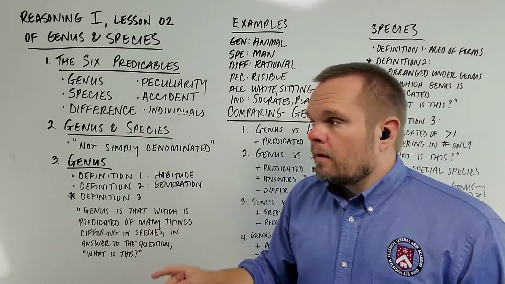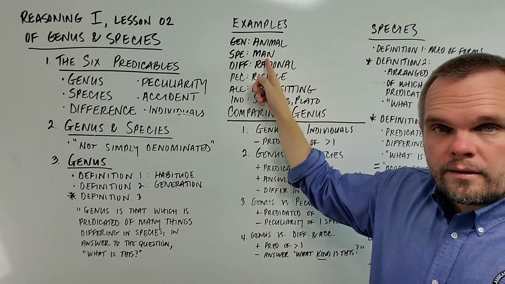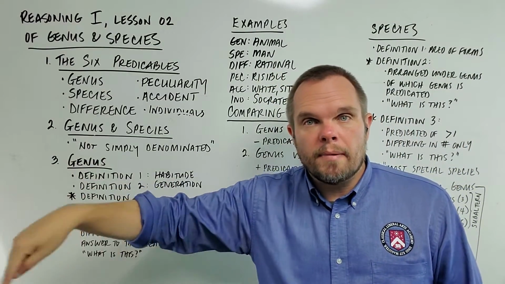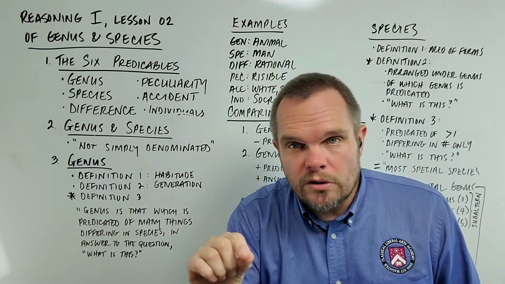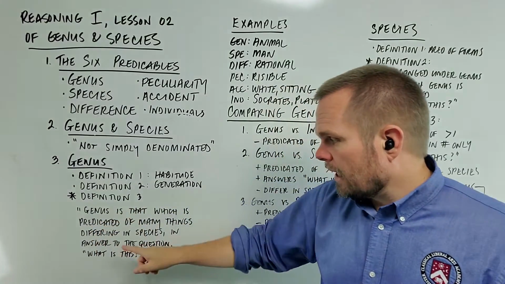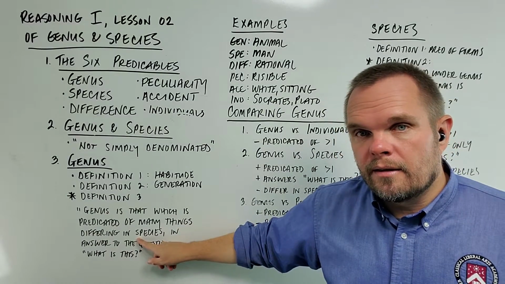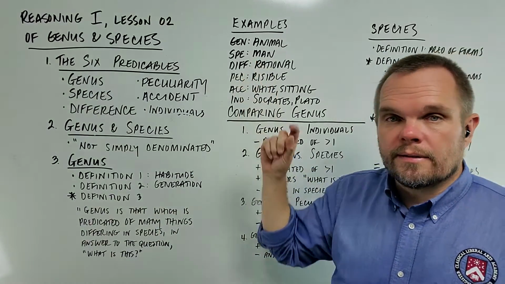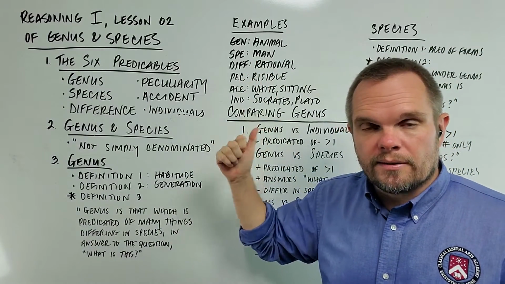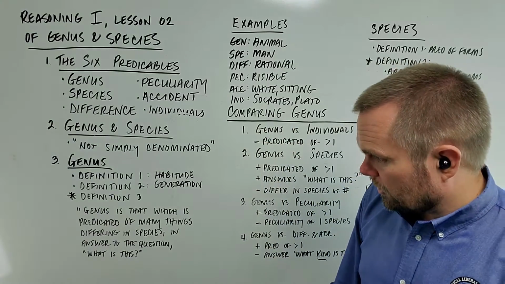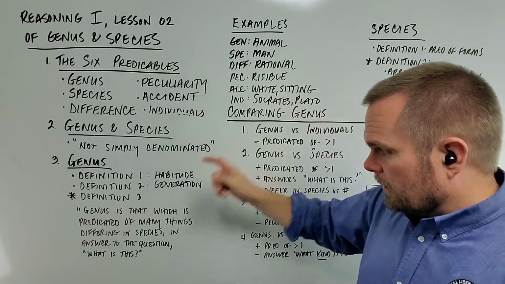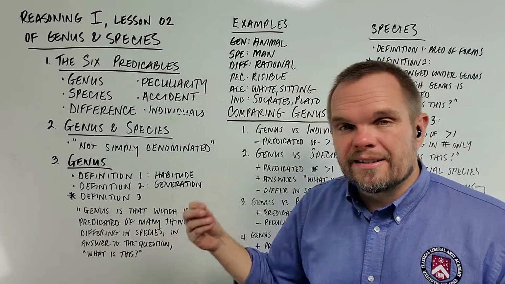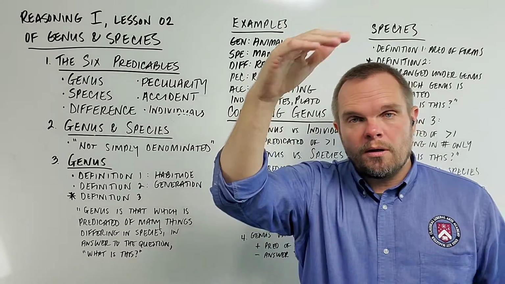Now, man is predicated of many things, but the things that man is predicated of are individuals. And so it's not true that man is predicated of things differing in species. That's why man is not a genus. Man is a species. And again, we're going to see what that means in just a minute. But animal is predicated of many things. The things do differ in species. So for animal, you have divisions.